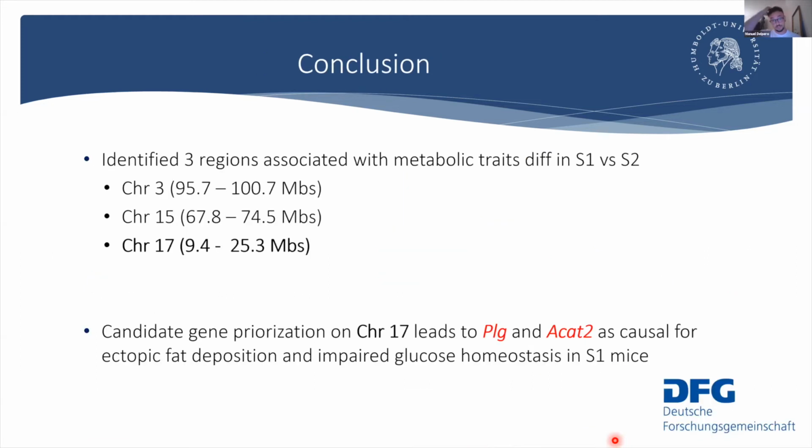So in conclusion, we identified 3 regions associated with the metabolic trait differences between 2 closely related inbred lines, one on chromosome 3, one on chromosome 15, and one on chromosome 17, very interesting. And we observed that the prioritization of the genes in the QTL on chromosome 17 leads to PLG and ECAT2 as causal for ectopic fat deposition and the hyperglucose homeostasis that we observe in mice of DS1 line. Thank you for your attention, and if you have any further question, please ask.